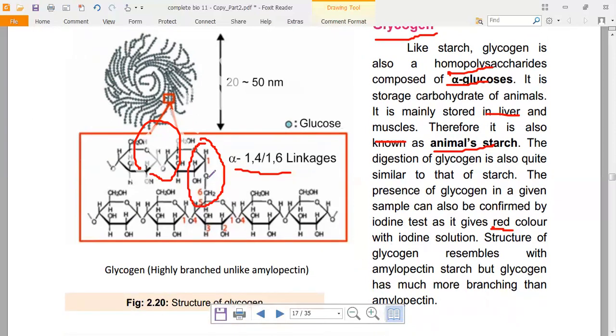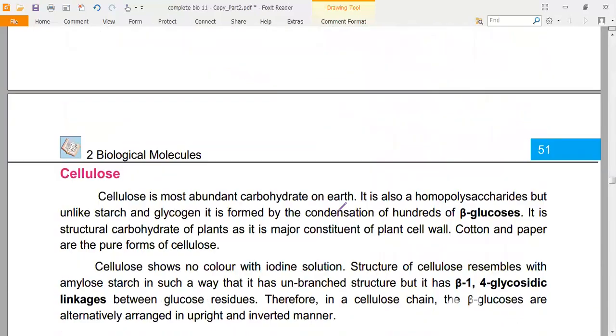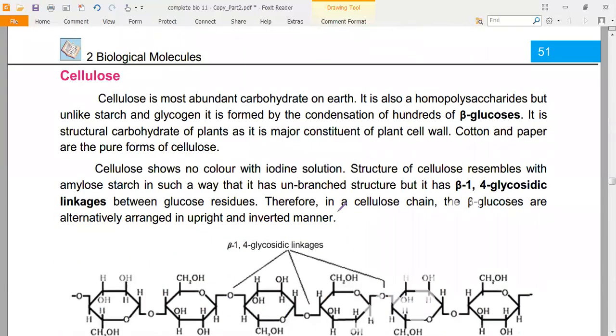So amylopectin has less branching, but glycogen has a beaded structure. It has lots of very small units, and a lot of branching structure as well. Now we will talk about cellulose.